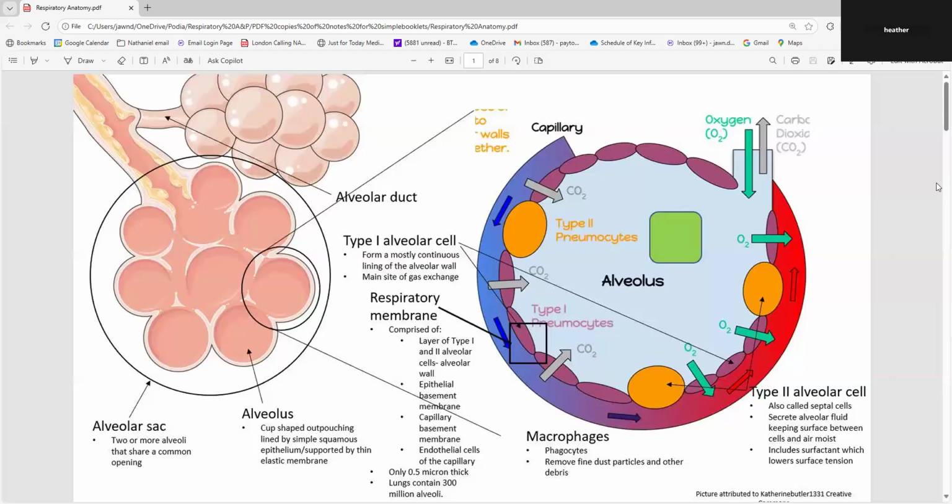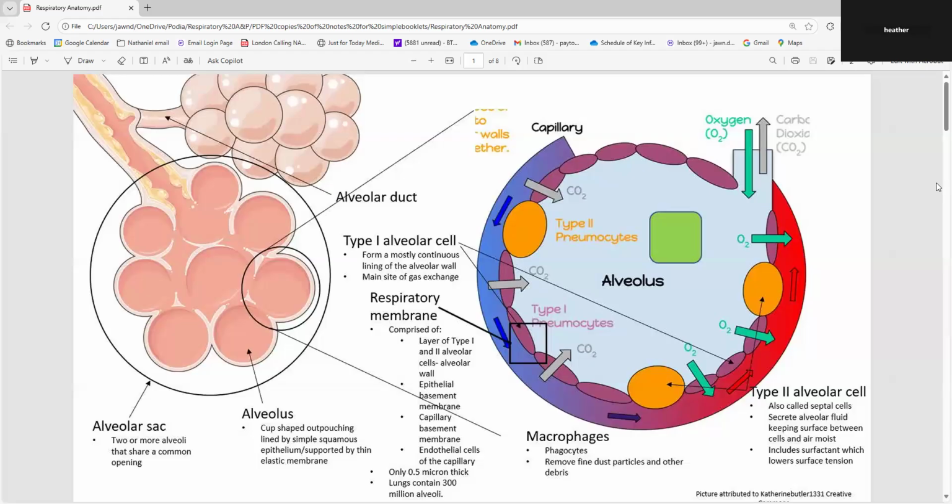So you've got your type 1 and your type 2 cells. And outside of each alveolus you've obviously got your capillary. So your capillary is going around the alveoli, a very dense network of capillaries. And the important thing about the capillary and the alveolar wall is that they're only 1 cell thick. So there's actually minimum space between the alveolus and the circulation. And the lungs contain around 300 million alveoli. So you can imagine there's quite a big surface area there.